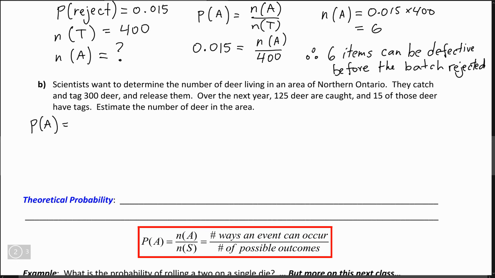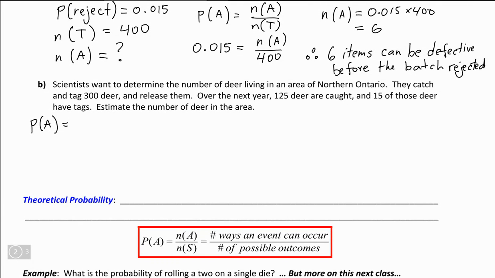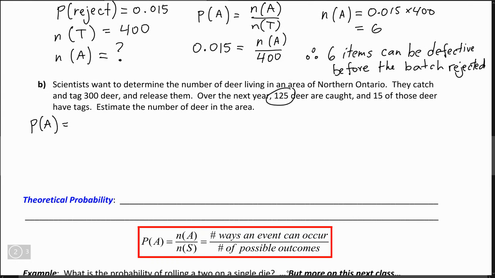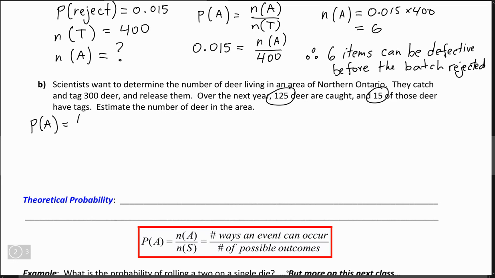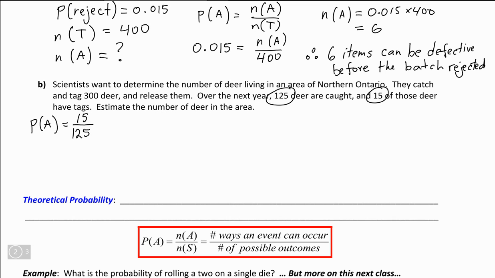Well, we're considering here over the next year, 125 deer are caught, and 15 of those deer have tags. So the event is, when we conduct our trial, getting a deer with a tag on it, that's our favorable outcome. That is our event. So we want to know how many times this event occurred. It occurred 15 times in our experiment, and our experiment conducted a total of 125 trials, meaning we caught 125 deer.